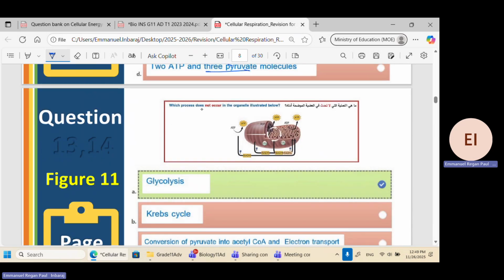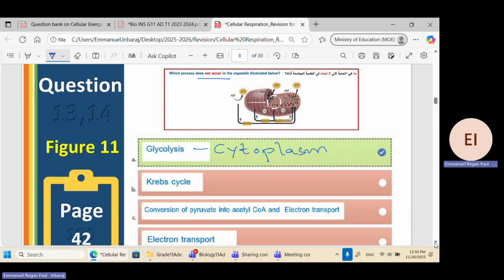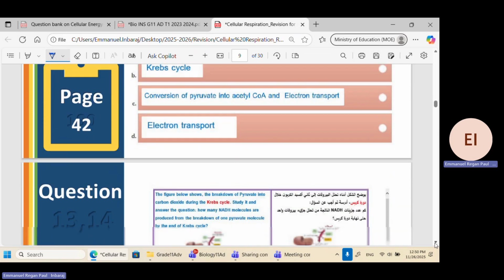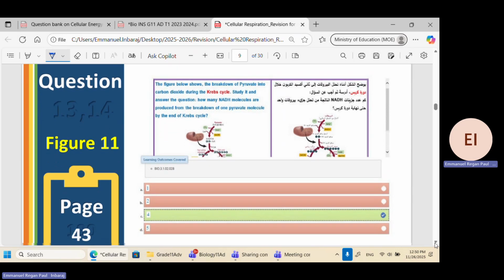Which process does not occur in the organelle illustrated below? Yes, glycolysis will not happen here. Glycolysis, where does it happen? It happens in the cytoplasm of the cell, not in the mitochondria. Okay, so cytoplasm. Then it is Krebs cycle.